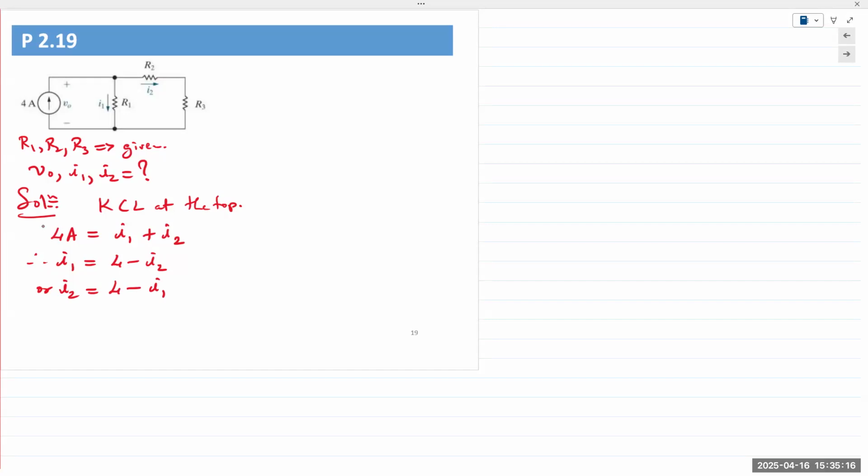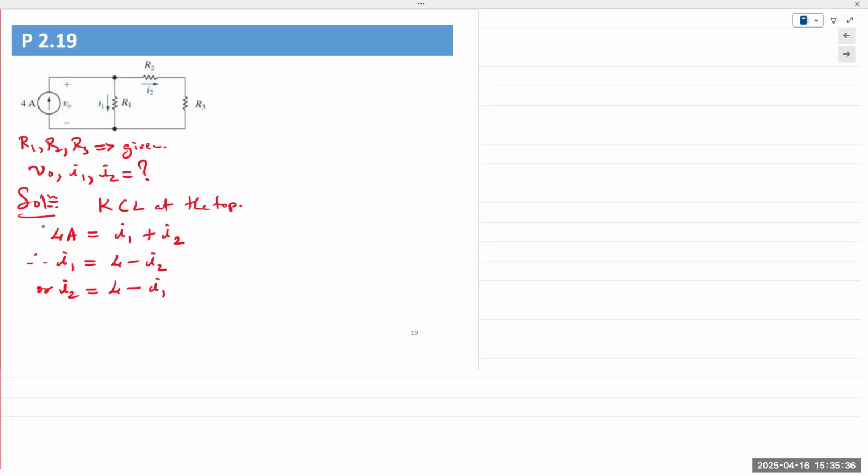Again, the goal is that there are 2 unknowns, I1 and I2. So if we have an equation that contains both I1 and I2, we replace it with the other equation from here. And then the only unknown left in there would be either I1 or I2. And we'd be able to solve for that.